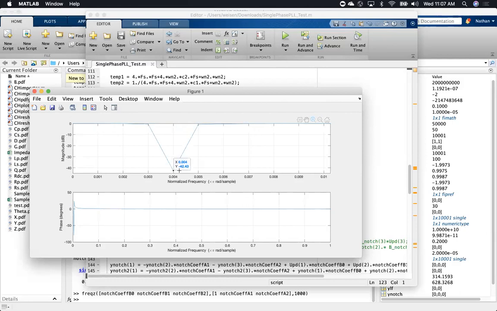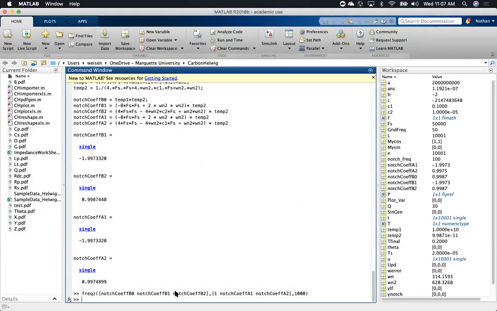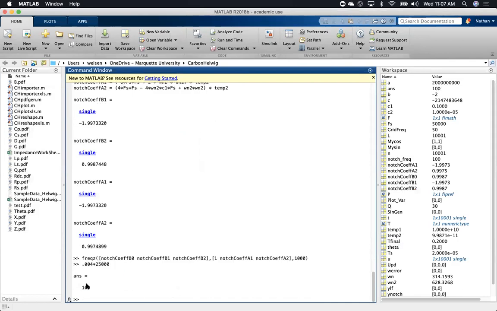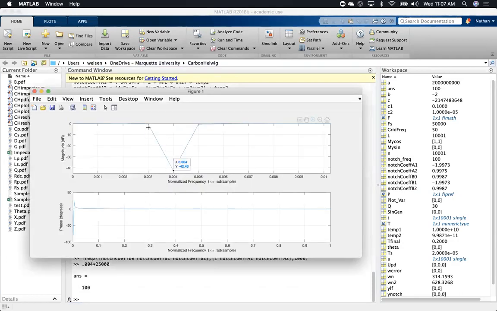So in order to extract what frequency this is actually at, I need to take 0.004 and multiply it by my Nyquist frequency. So I'm going to multiply that by 25 kilohertz, and we get 100 hertz. So this is meant for a 50 hertz application, so 2 times the grid frequency is 100 hertz. Essentially what this notch will do is filter out anything at 100 hertz, given that you're sampling at 50 kilohertz in this digital filter.